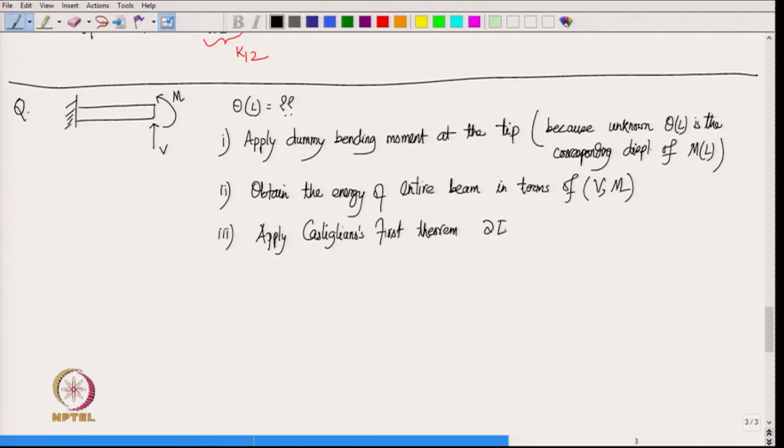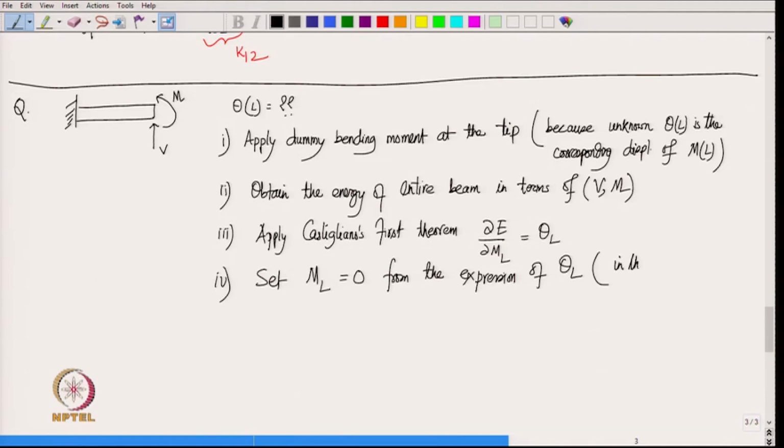Okay, that is ∂E/∂m_L, and that will give me theta L, what we want to know. And finally, set m_L equal to 0 from the expression of theta L. We do this because in the original problem there is no bending moment. No bending moment exists at the tip.